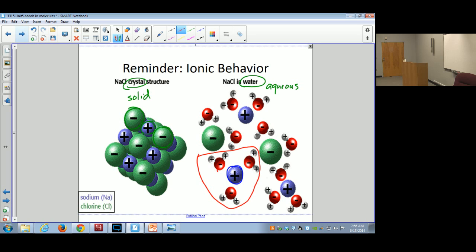And notice that the minus charge, which we'll see from the oxygen on water, is oriented in such a way that it's countering that positive charge. And likewise, here's something with a negative charge right here, and the water molecules have some positive charge, and we'll see why later, but those are countering that negative charge. So the water is oriented in such a way that it helps counter the charge on those ions in water.